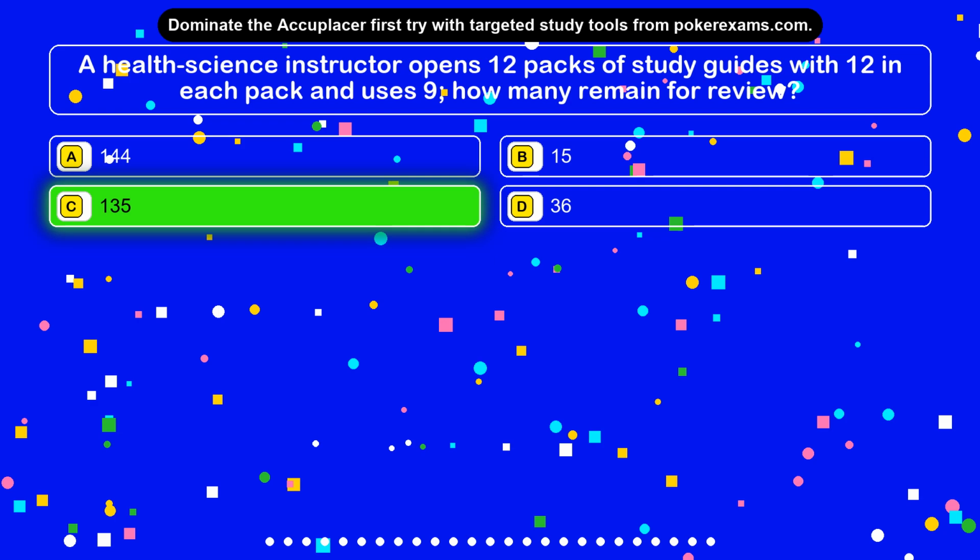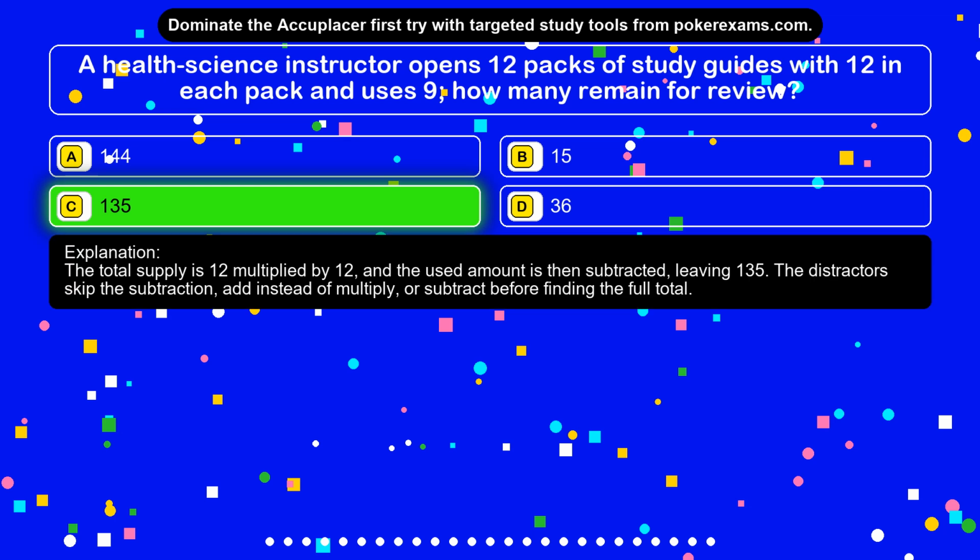The correct answer is option C, 135. The total supply is 12 multiplied by 12, and the used amount is then subtracted, leaving 135. The distractors skip the subtraction, add instead of multiply, or subtract before finding the full total.